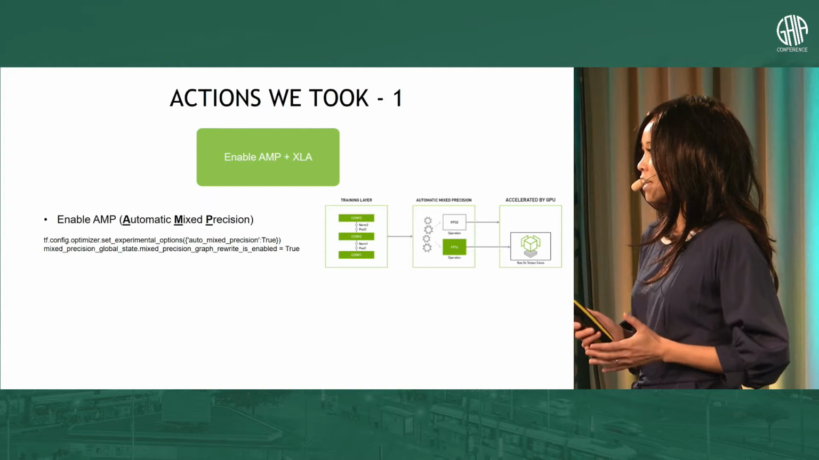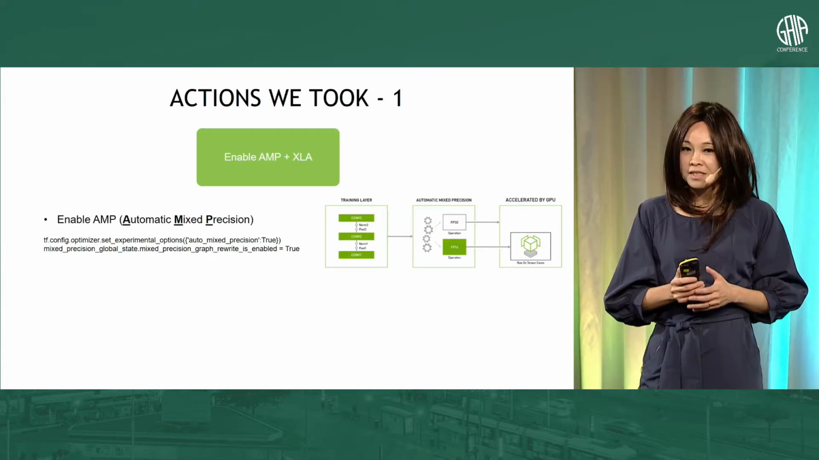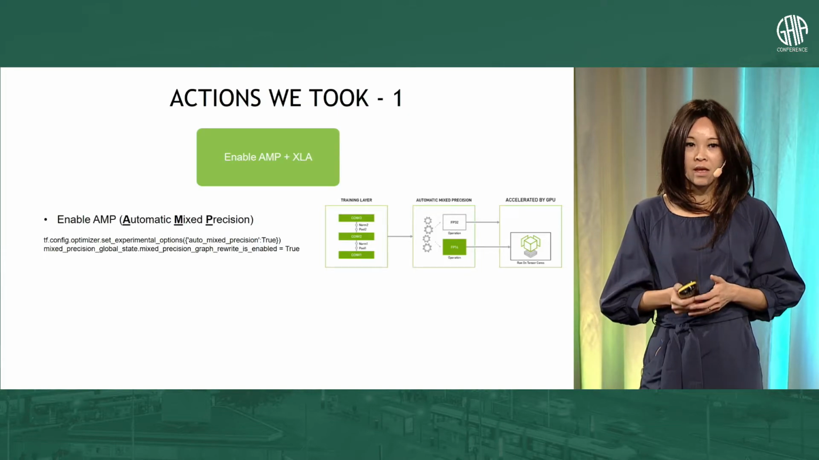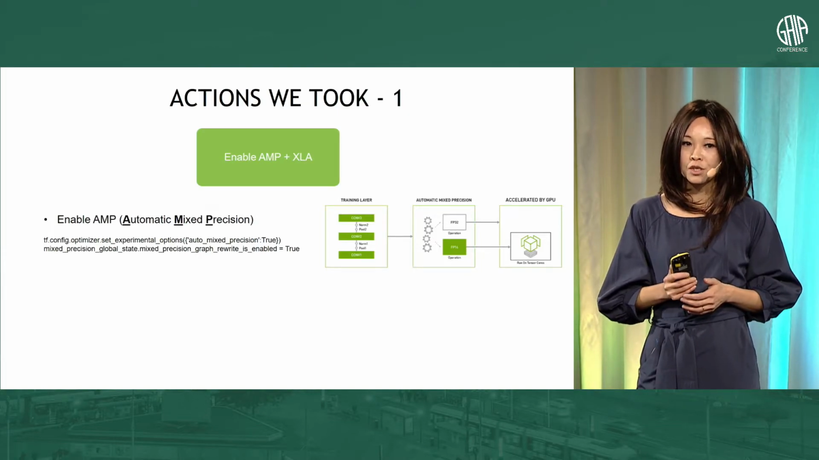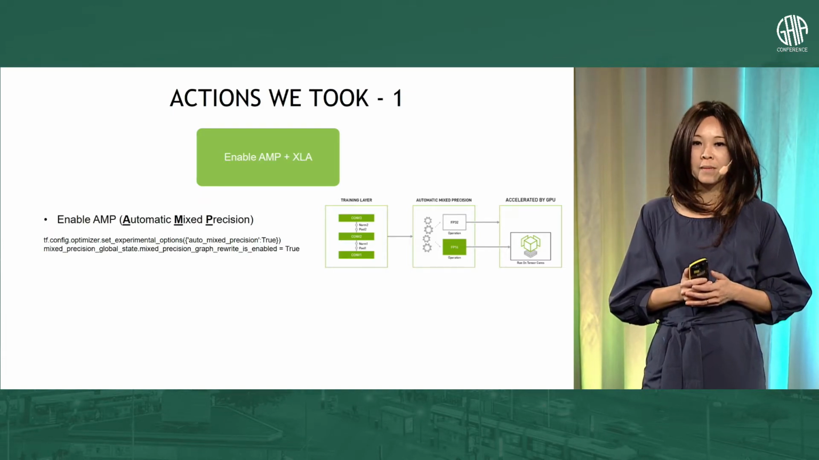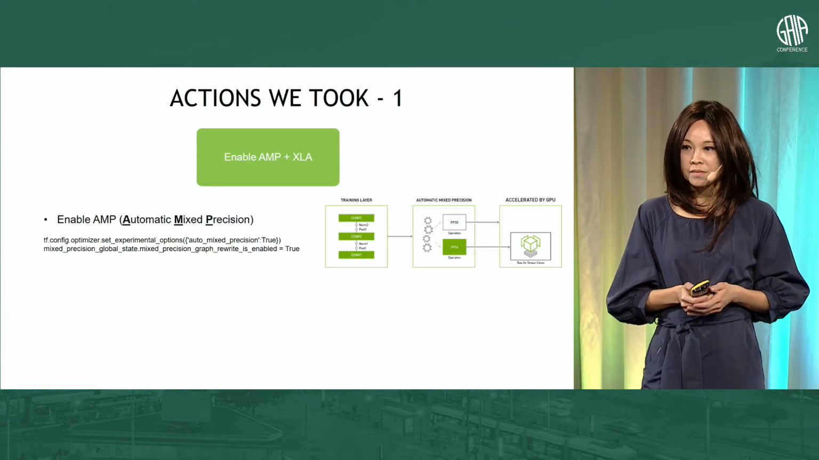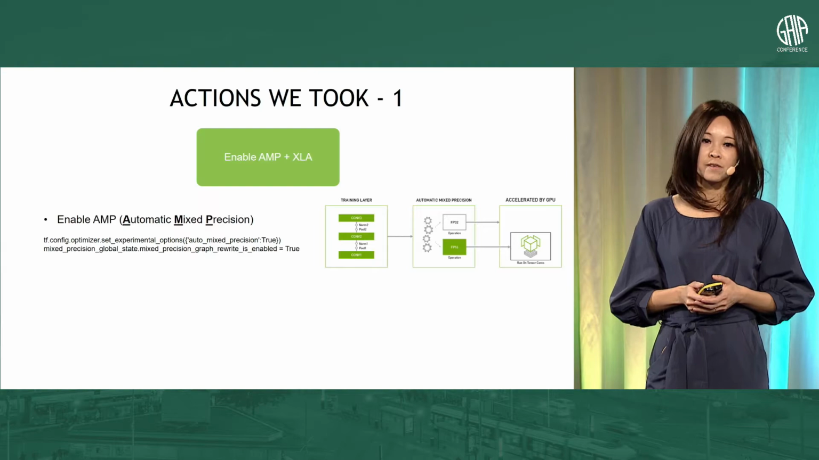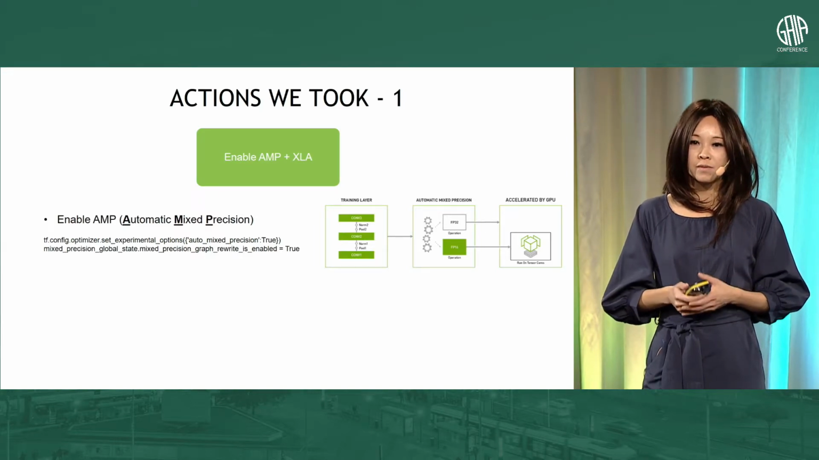Now, let's take our actions. Based on the recommendation from the dashboard that we have seen previously, the first action we took is enable AMP. AMP stands for automatic mixed precision. As you can see, there's just 2 lines of code you need to add into your Python script. Then you enable AMP. So what does it mean?